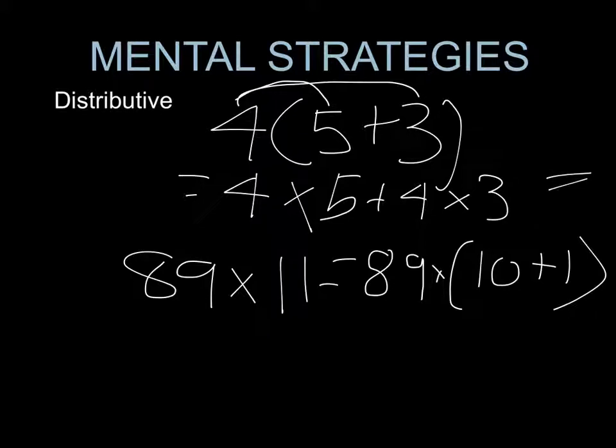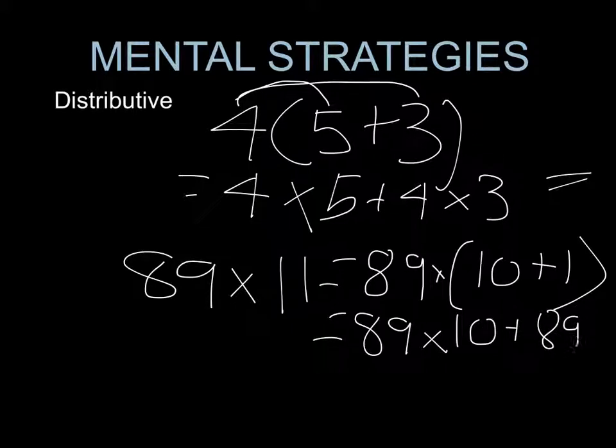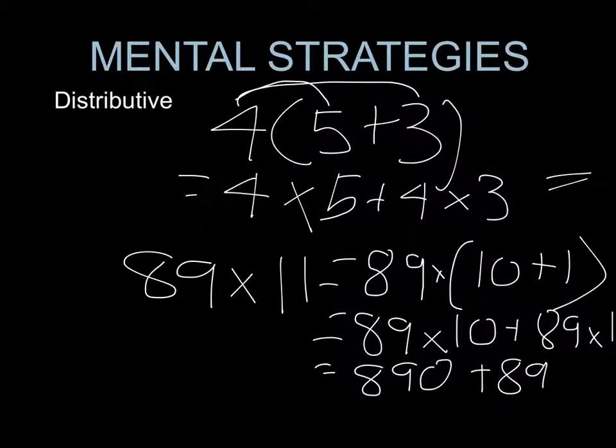Now, using this distributive law, that would just equal 89 times 10, which is very easy to do, plus 89 times 1, which is very easy to do. So, 89 times 10 is 890. 89 times 1 is 89. So I just add them together. So 890 plus 89 is 979. Okay, that didn't take me too long. That's a lot quicker than trying to figure out 89 times 11.